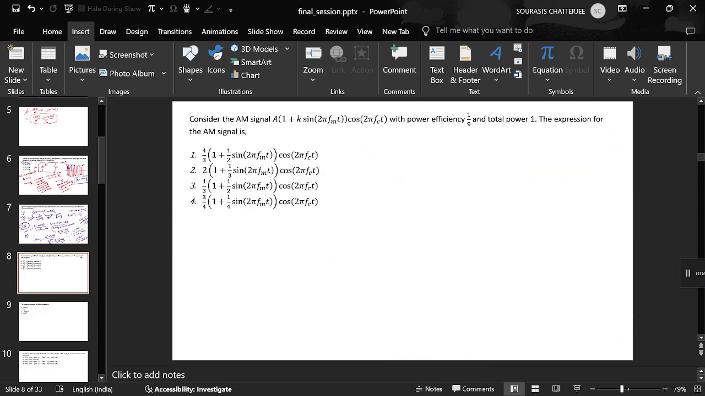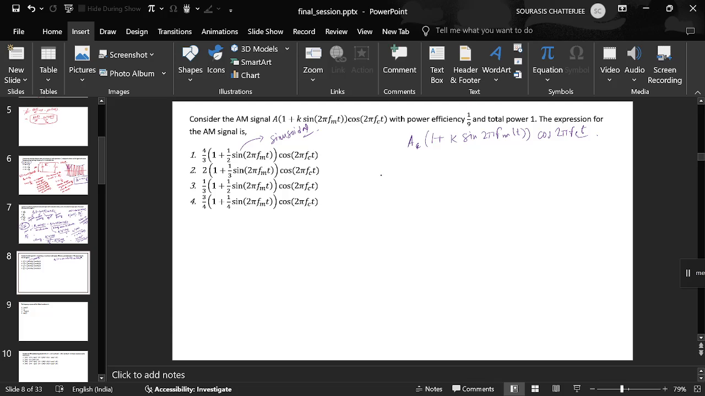So move to our next question, which is an m signal again, with power efficiency 1 over 9 and total power 1. The expression of the m signal is as follows. You can see here the message signal part is sinusoidal. If I compare with the standard expression, it's already given: A plus 1 over 1 plus k sine 2 pi fm t, cos 2 pi fc t.